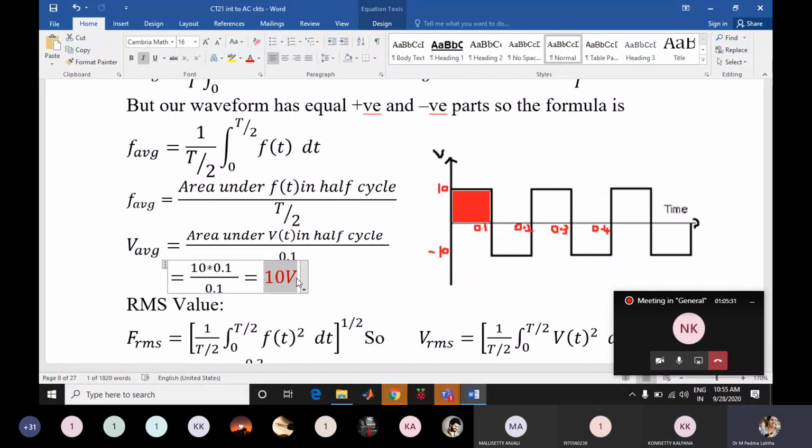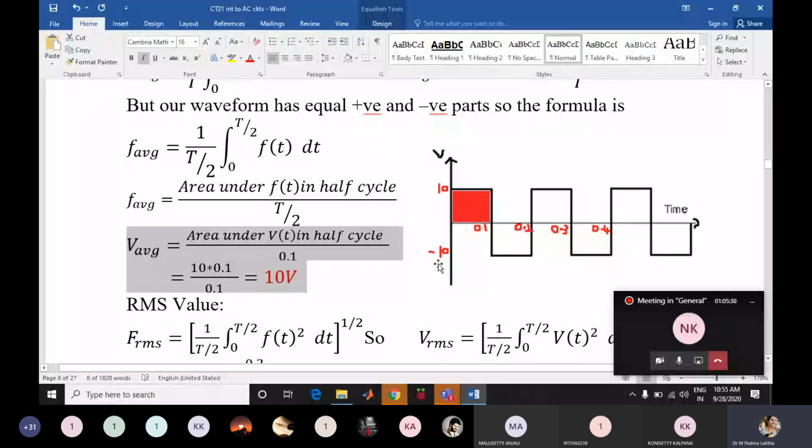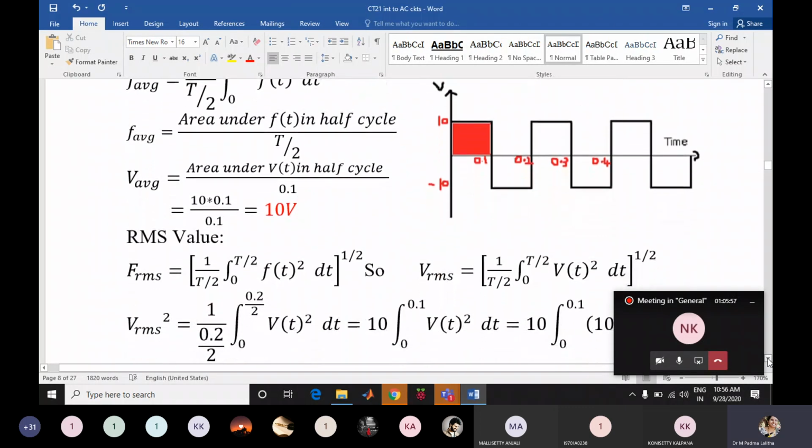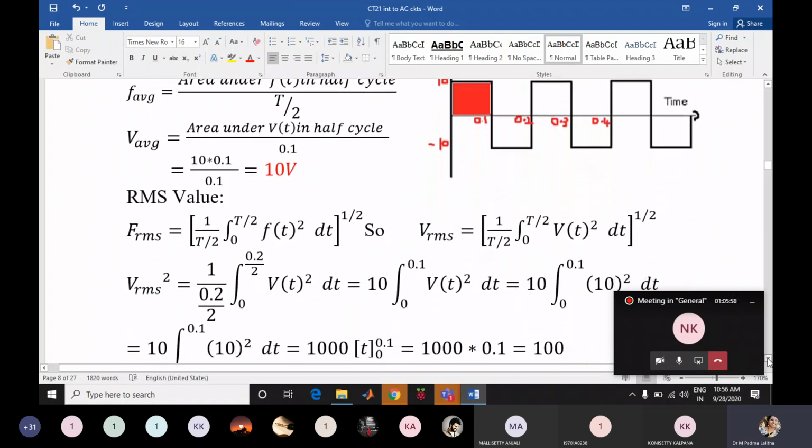Yes, ma'am. So this average value, we can calculate without knowing the expression. But if you want to use this formula, then we have to write the expression for f of t. So next, RMS value. For RMS value, we need to use the expression. So there is no alternate for this.